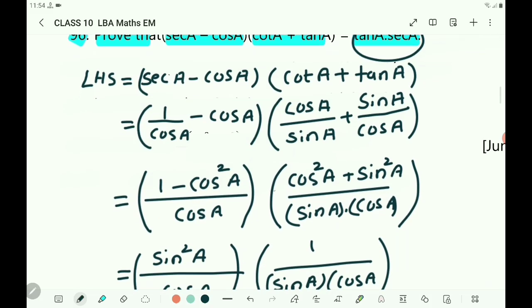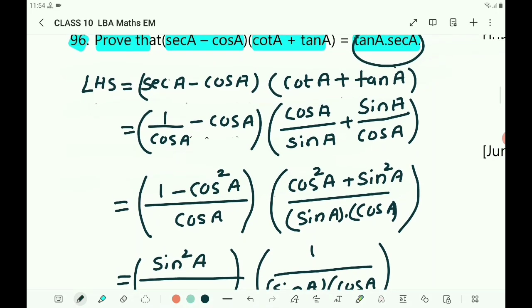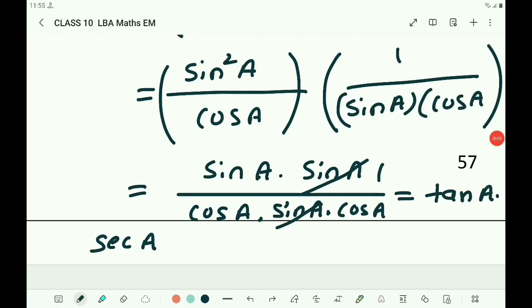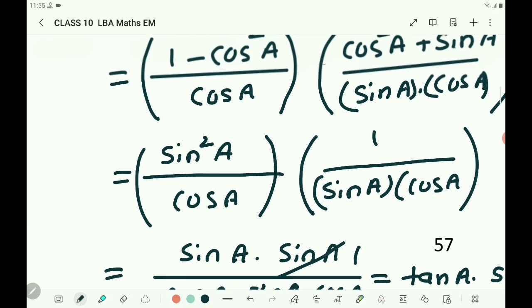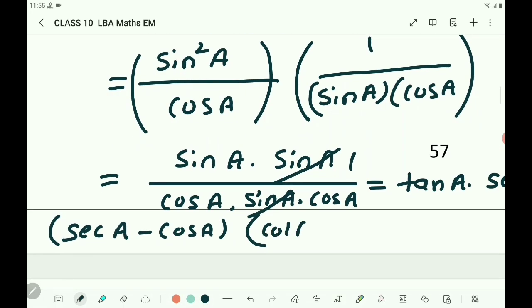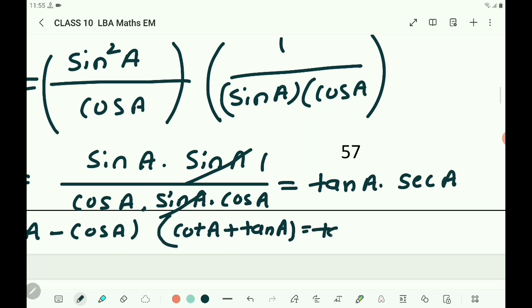Therefore you write secant A minus cos A into cot A plus tan A is equal to tan A into secant A.